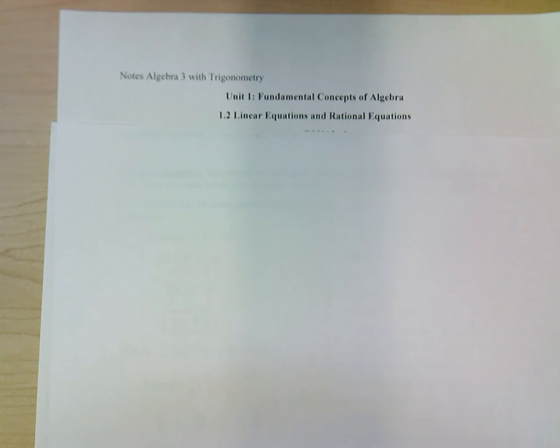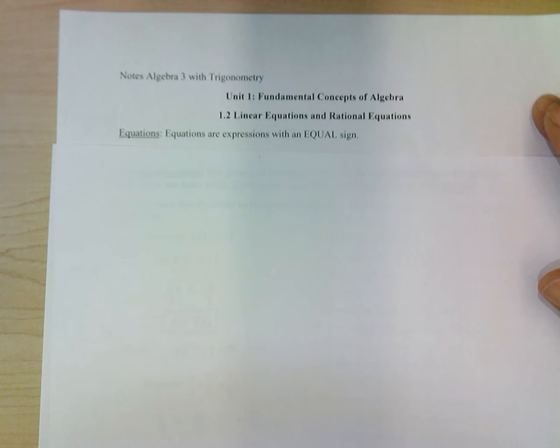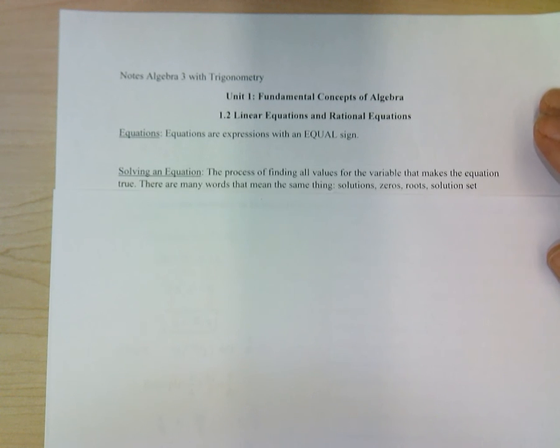These notes are for Algebra 3, Unit 1, Section 1.2, Linear Equations and Rational Equations. So what you have to understand is equations are expressions that have an equal sign. So we've already went over expressions. Now we're just going to add an equal sign. So our goal is going to be a little bit different. We're looking to solve equations.